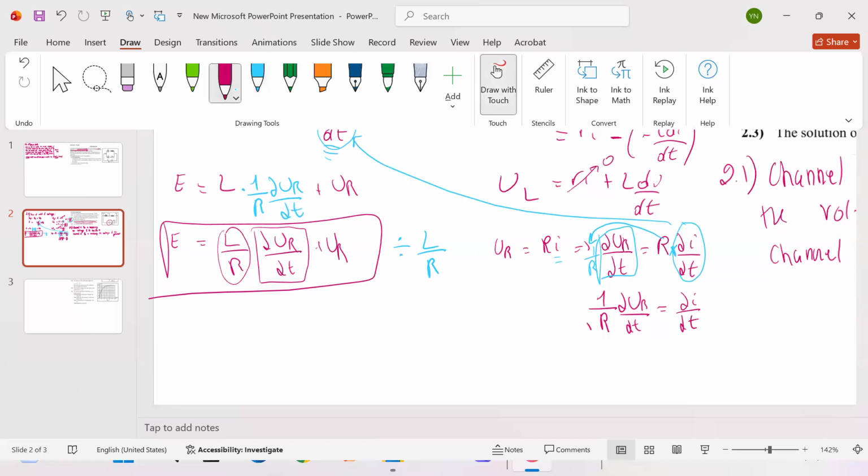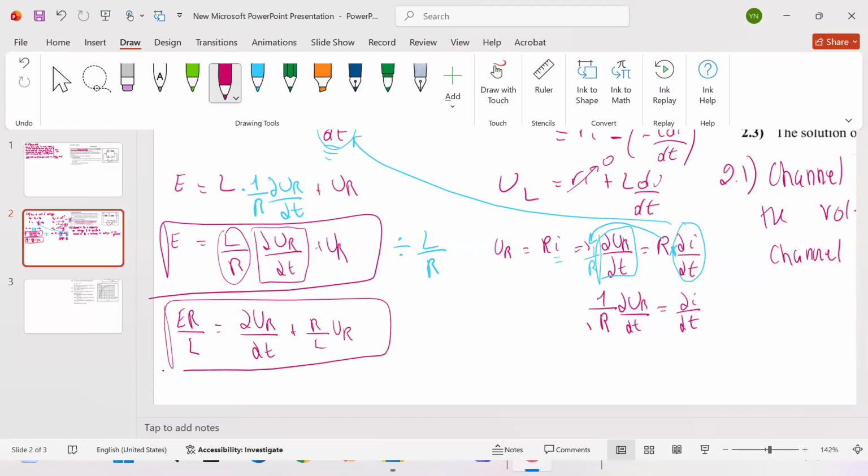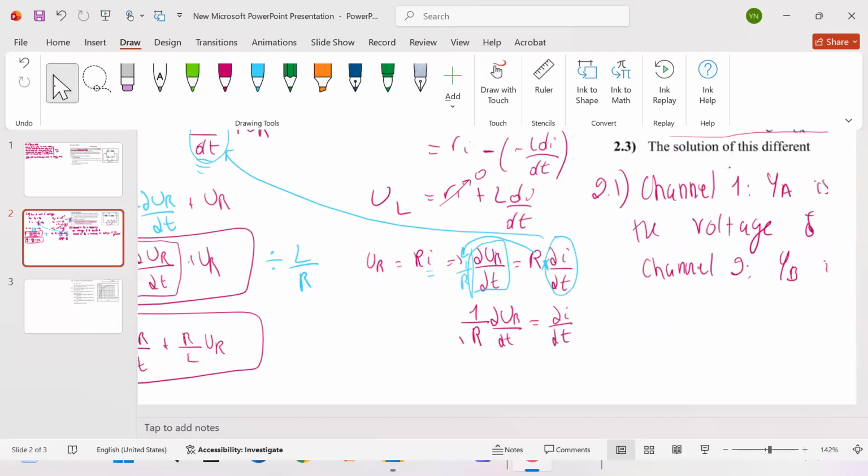Okay, so what do we get in this case? We will get E over R L, divide by a fraction, you just simply switch it, equals dUR over dt plus R over L UR. And this is my final version that they might ask for in an official exam.